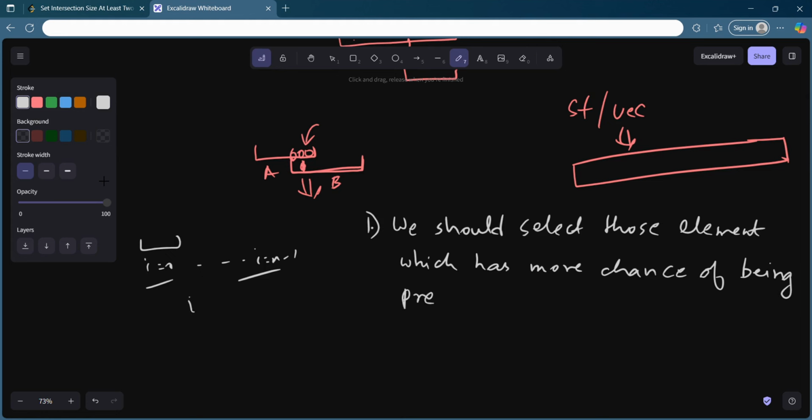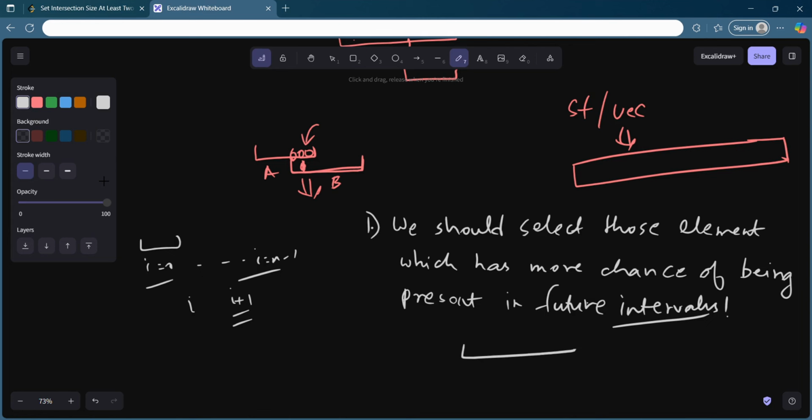So if you are at I, you should select it in such a way that it is present in future intervals also, that is I plus 1 or I plus 2 or something. Okay, being present in future intervals. So yeah, this is the thing. Now can you devise a very greedy method to do this?